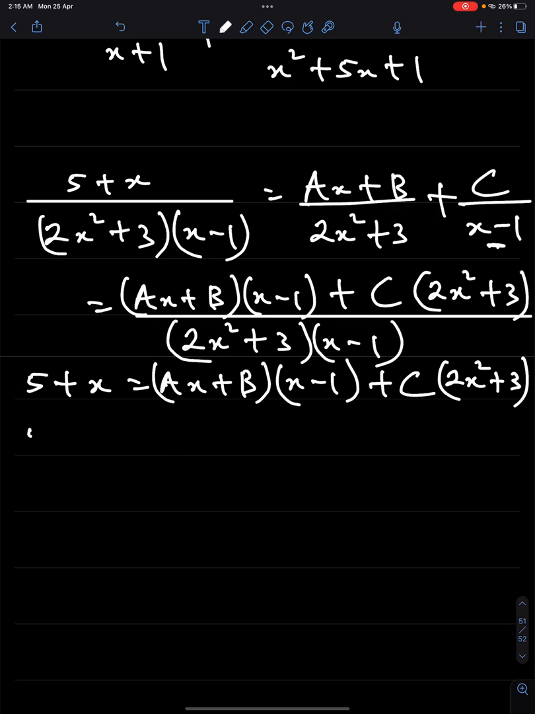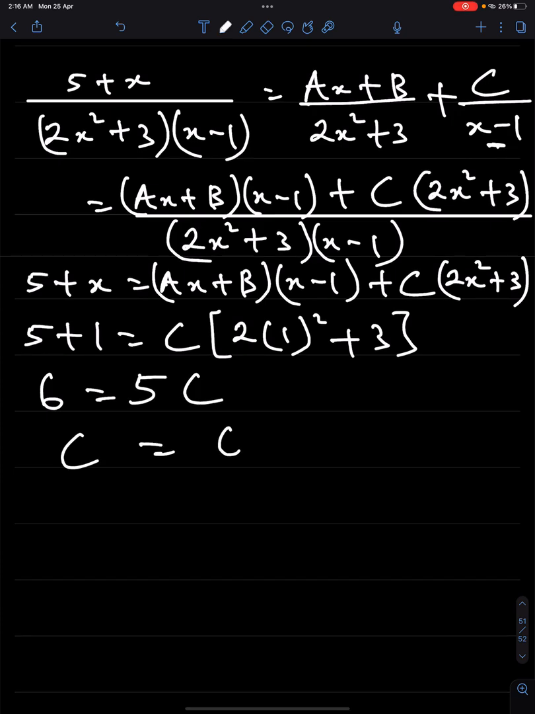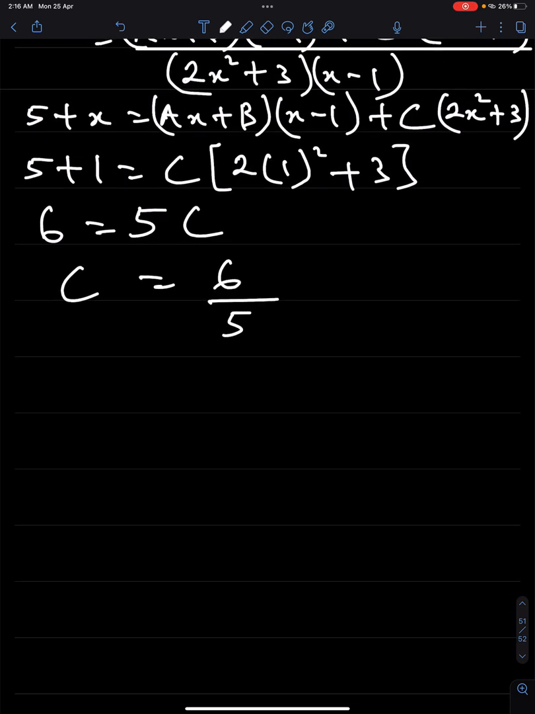Putting x equals 1, 5 plus 1 equals a times 1 plus b. No, I don't need to write this. I already know that the whole of this will be 0 if I put x equals 1 because this is 0. So if I put x equals 1, 5 plus 1 equals c into bracket 2 times 1 squared plus 3. And that means 6 equals 2 times 1 squared is 2 plus 3, that's 5. And that's 5c. So c equals 6 over 5 if we divide both sides by 5.